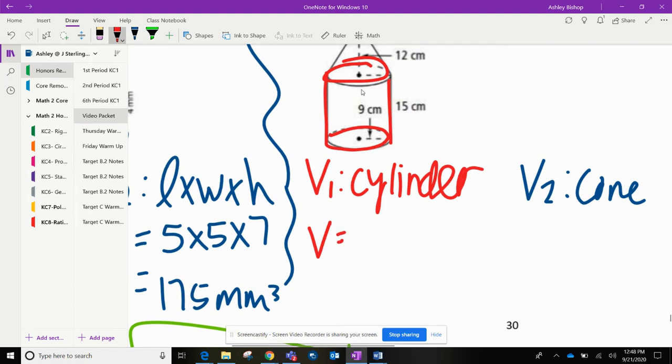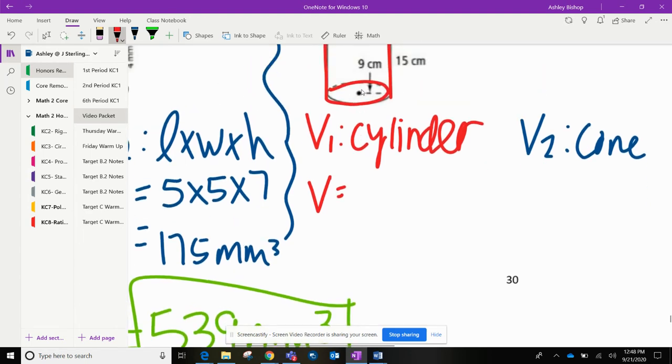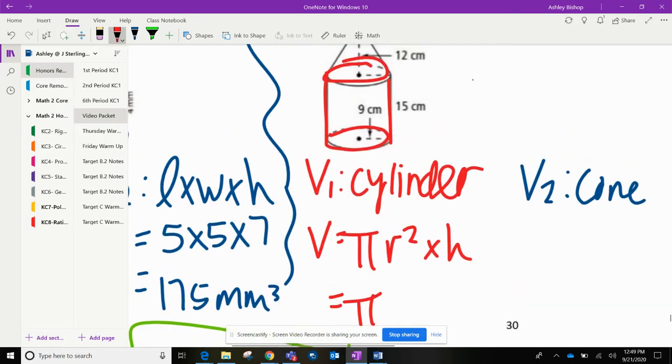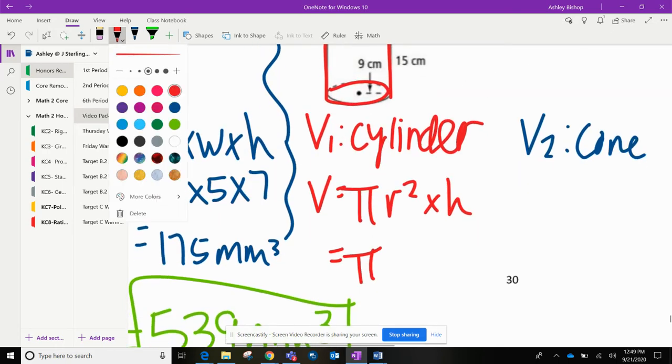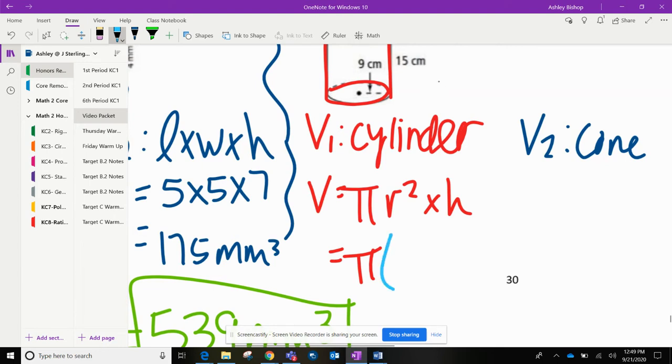First things first, I'm going to go to my cheat sheet and find out that the formula of a cylinder is pi r squared times h. And remember, pi is along for the ride. We're not going to use pi in our calculator. Pi will just come along for the ride and it'll show up in our answer. And then r squared times h.